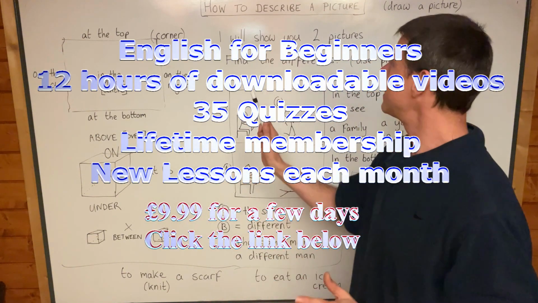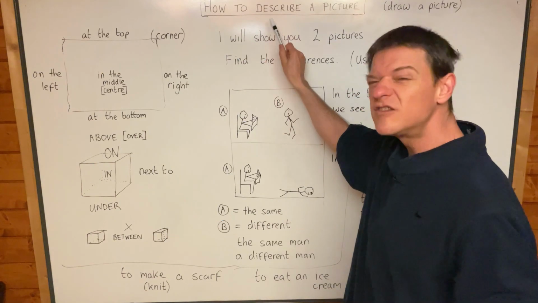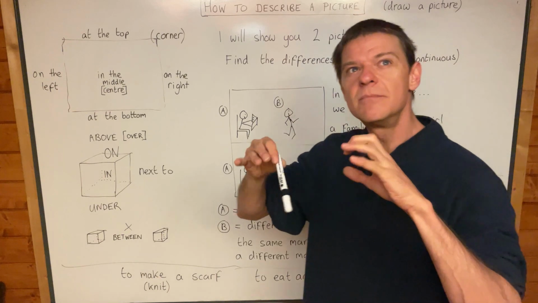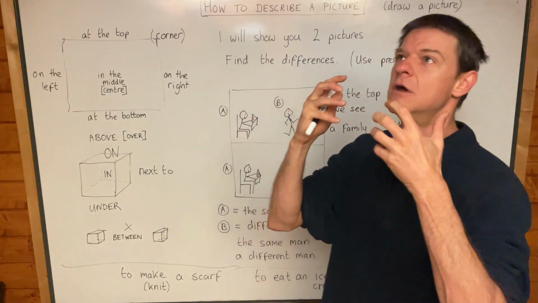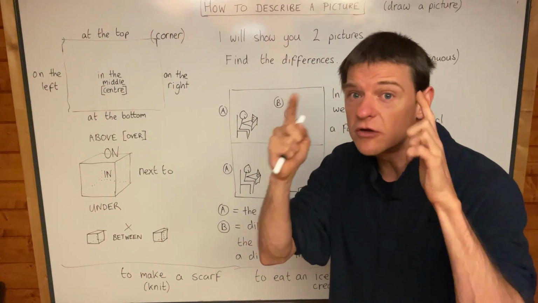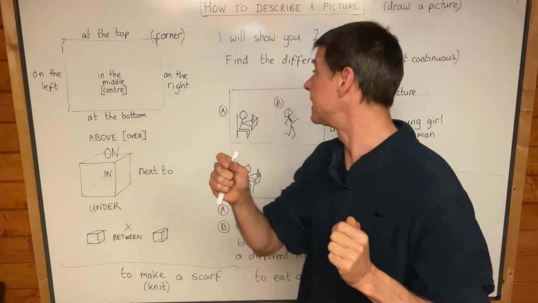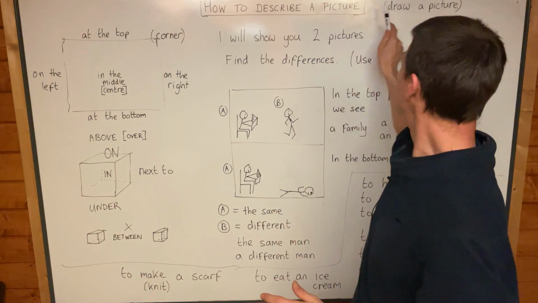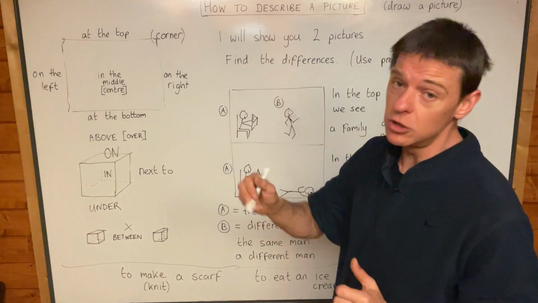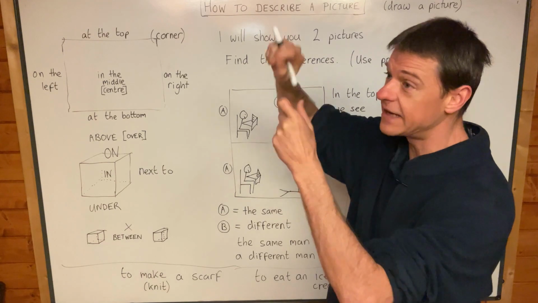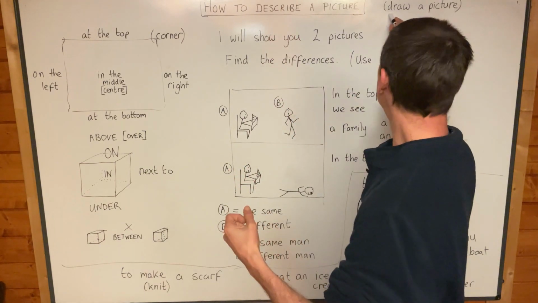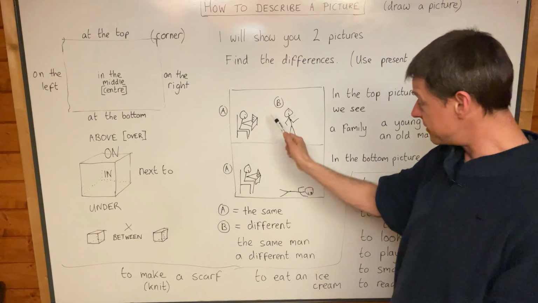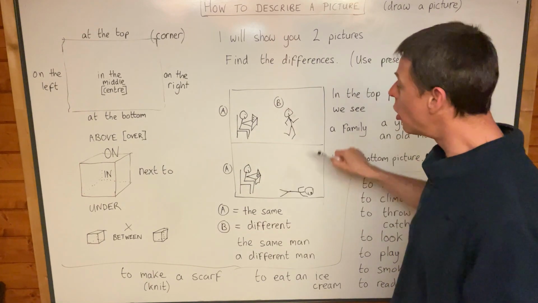So I want to explain how to describe a picture. Describe means talk about what something looks like, yeah, what something looks like. So what the picture looks like. Remember, a picture is something we draw or maybe paint with paints, but we draw a picture. I have drawn a picture on the board.